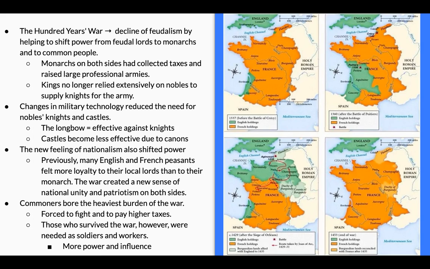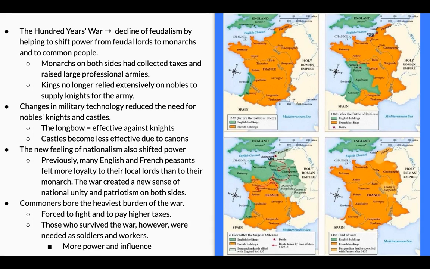So previously, many English and French peasants or common people felt more loyalty to their local lords than to their monarch overall. However, the war created a new sense of national unity and patriotism on both sides. In both England and France, commoners and peasants bore the heaviest burden of the war, meaning that it affected them most severely. It was the most negative for them, for the commoners.